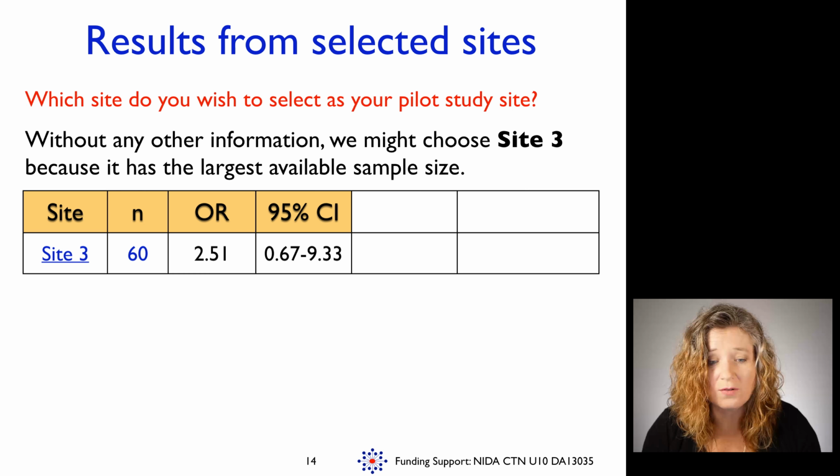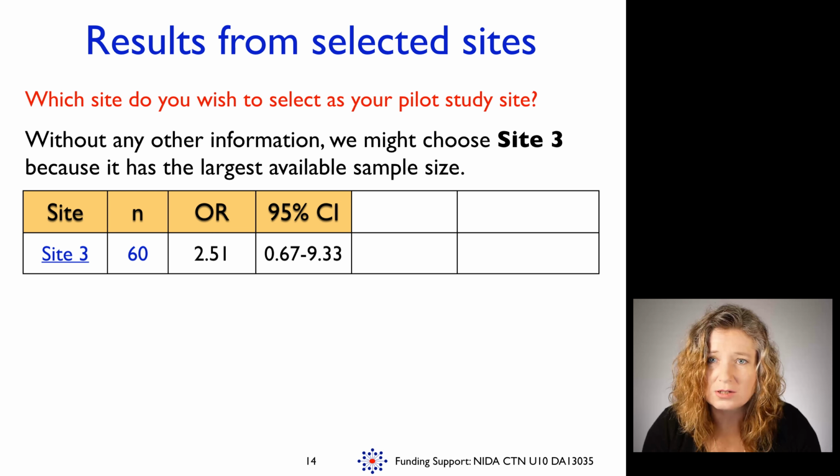The 95% confidence interval is quite wide because it reflects the small sample size. 60 subjects is not that many subjects to analyze and to know the truth. So the 95% confidence interval tells us that the true population odds ratio of TRX compared to TAU could be 0.67, which would suggest that TRX is almost significantly worse than TAU, up to 9.3, which would suggest that TRX is really much better than TAU. So almost all possibilities are included in the 95% confidence interval.